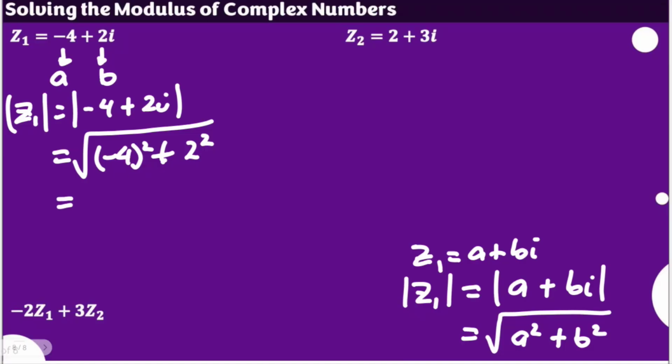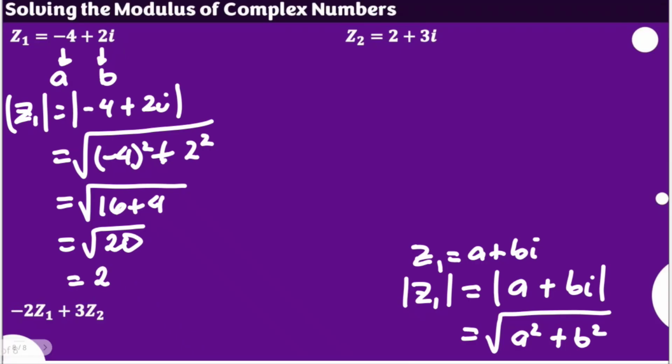This is actually the square root. This is 16 plus 4, so we get square root of 20. So the result here in a simpler radical expression is 2 square root of 5. This is the modulus of z sub 1.